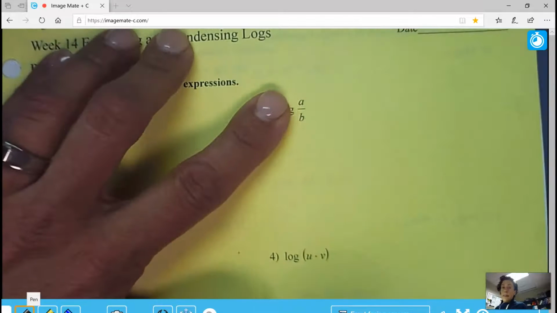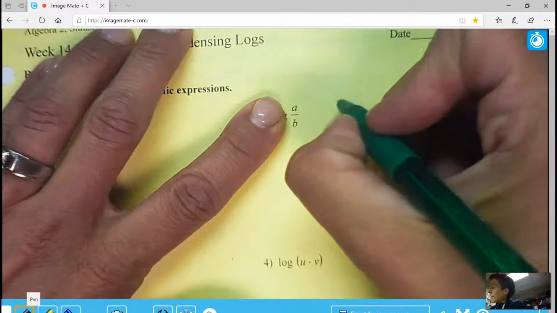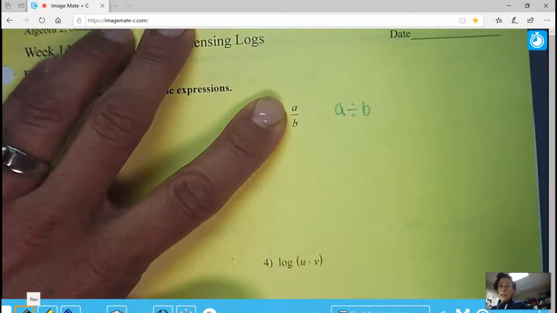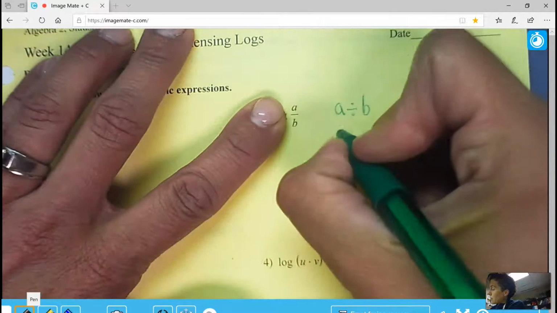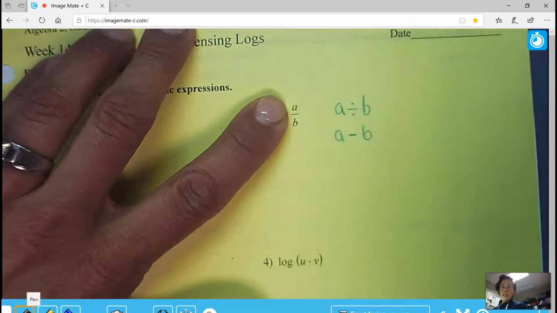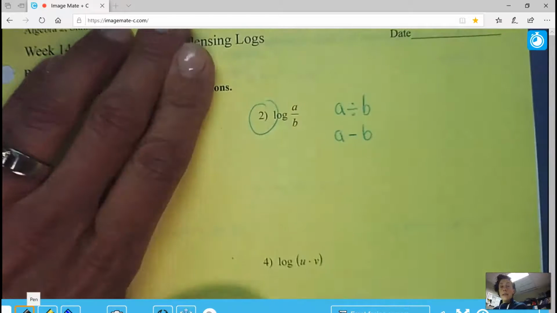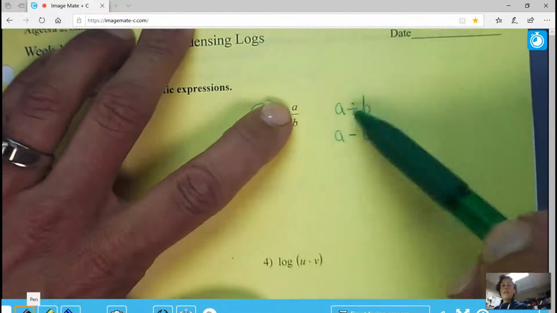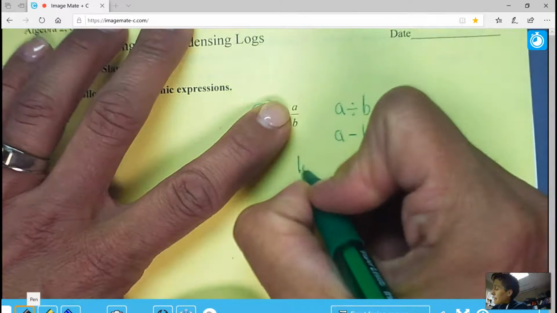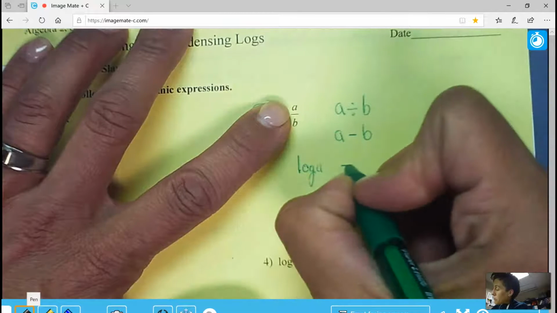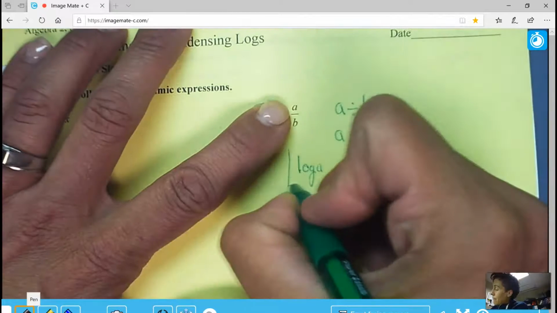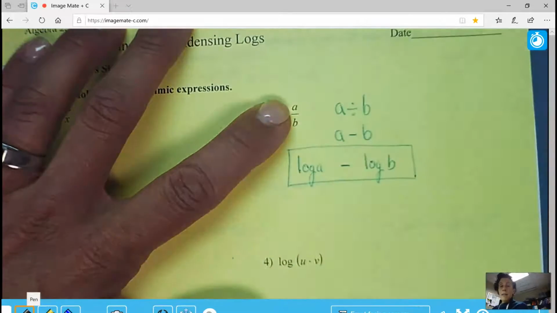What we want to focus on is the fact that behind it is a divided by b. And if you remember, our division is going to turn into subtraction. And then everything separated by an addition or subtraction sign is going to get the log that I'm covering up put back in front of it. So if you see division, remember it turns into subtraction. So this A is going to get a log in front of it. There goes the subtraction sign. And this B is going to get a log in front of it. And now I have what they call expanded the log.